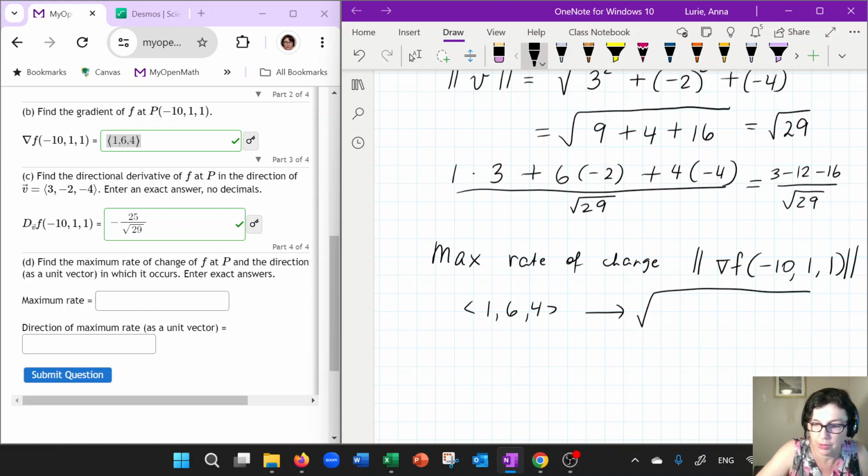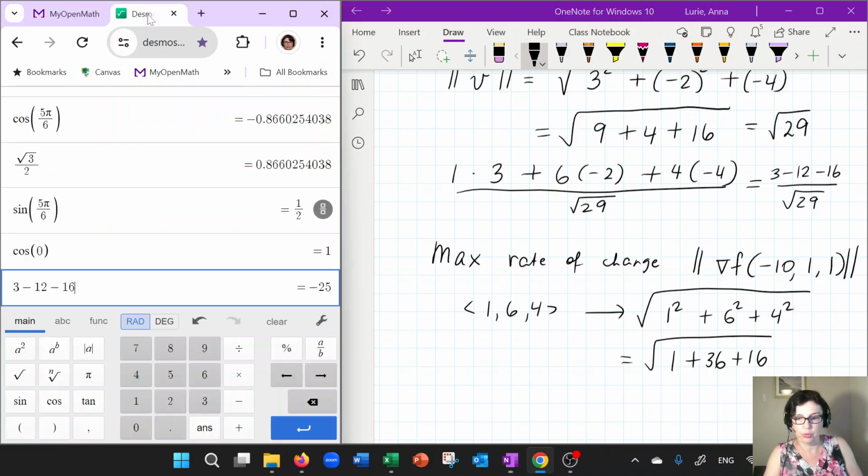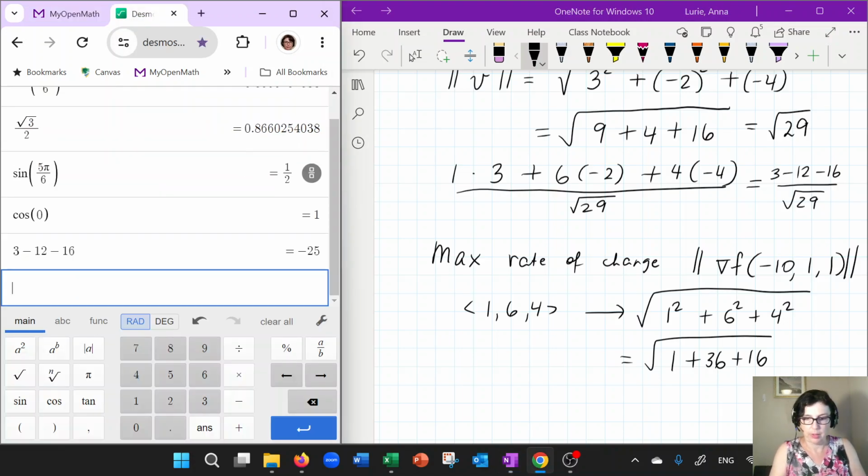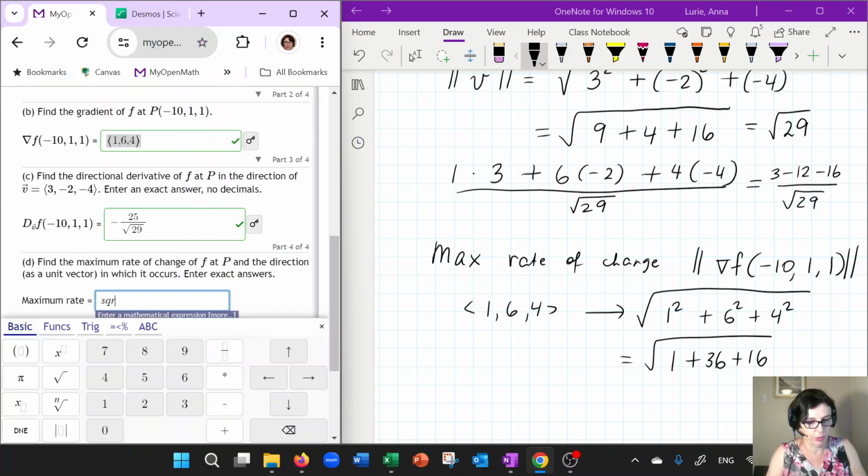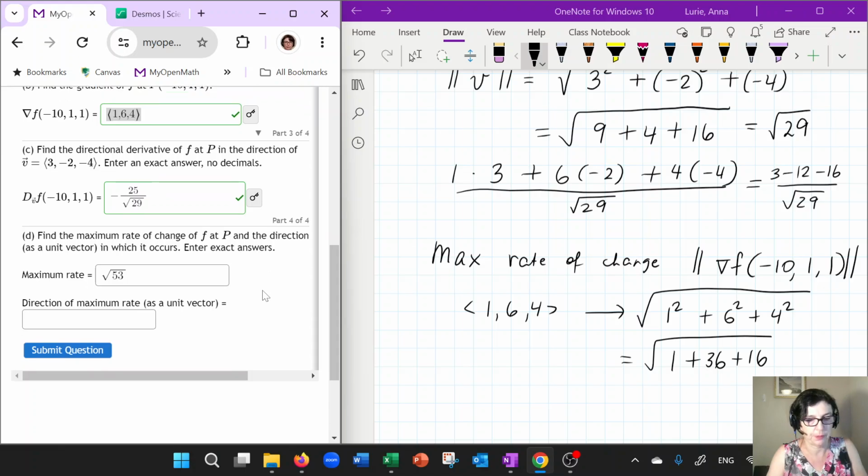So the magnitude of the gradient would be 1 squared plus 6 squared plus 4 squared. So this will be 1 plus 36 plus 16, and that's going to be under the root. So 1 plus 36 plus 16, that's 53. Okay, so the square root of 53 will be the answer.